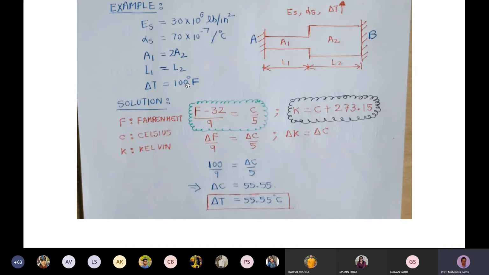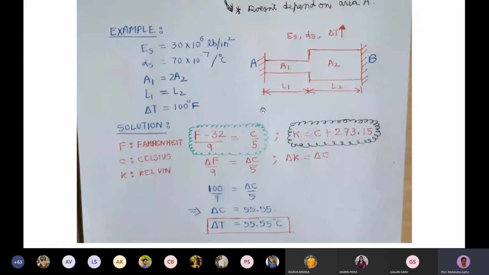So for a temperature rise of 100 degree Fahrenheit, we get 100 by 9 is delta C by 5, and we can send that 5 there, and we get the change in Celsius as 55.55. That is the change in temperature expressed in degrees Celsius. We will be using this delta T in our calculations. So how do you start this calculation? First, if you look at this problem, it is fixed at both the ends. So what we'll do is we will free one end and allow the bar to expand thermally due to this rise.